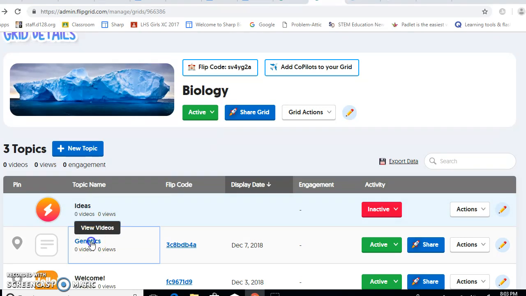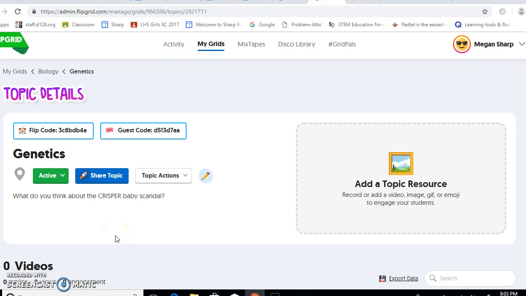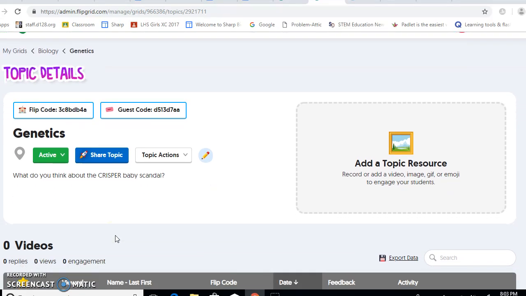I started one on a genetics topic. I'm going to use it later this week to get kids engaged with a recent science scandal that's out there in the news, just getting their thoughts on it. So it's not anything that's right or wrong. I'm providing them in class with an article. They have to read the article in class, and we'll talk about it a little bit. And then their homework is this Flipgrid.